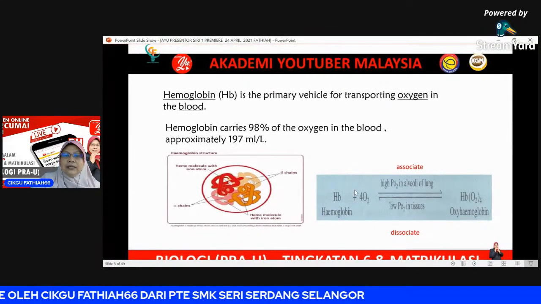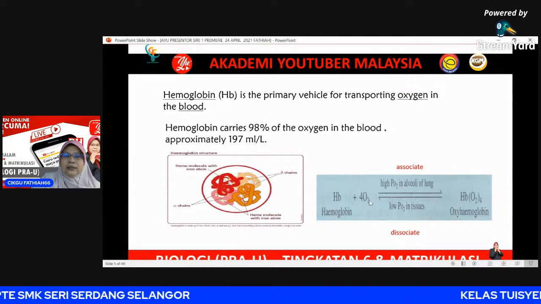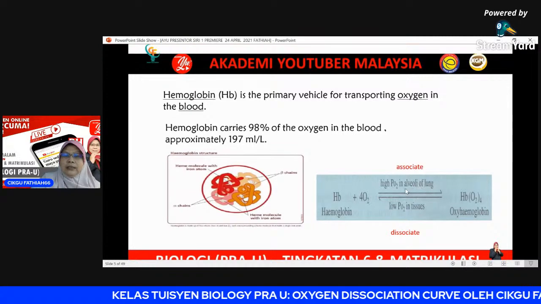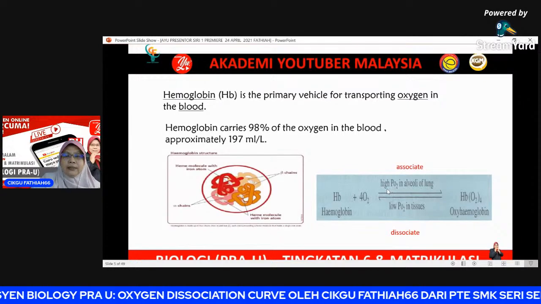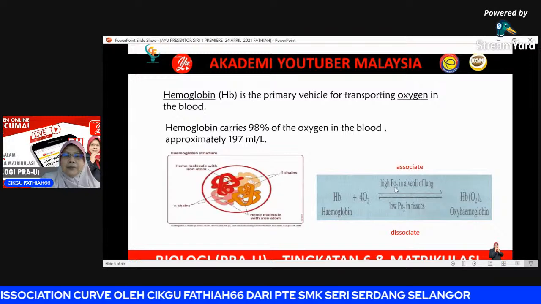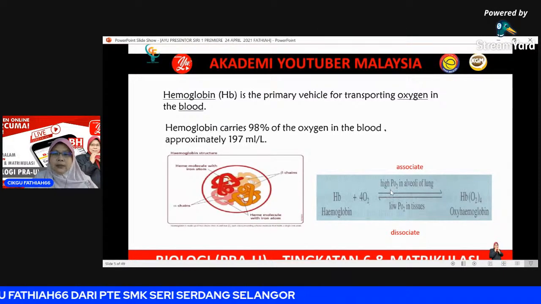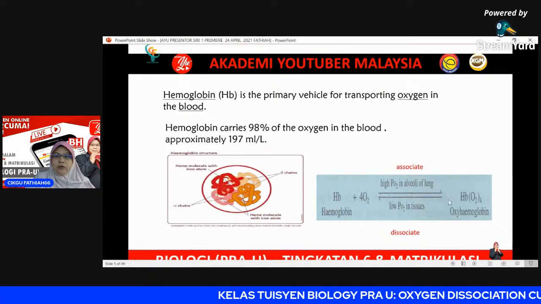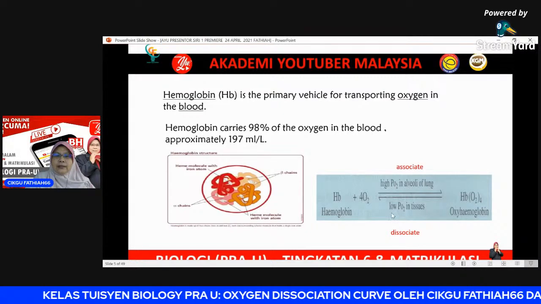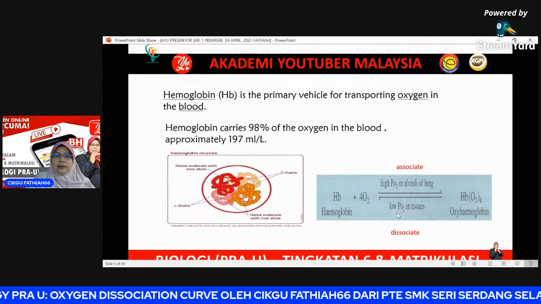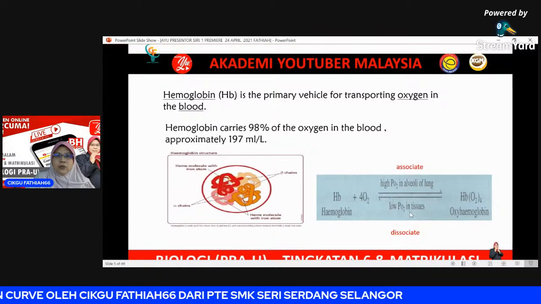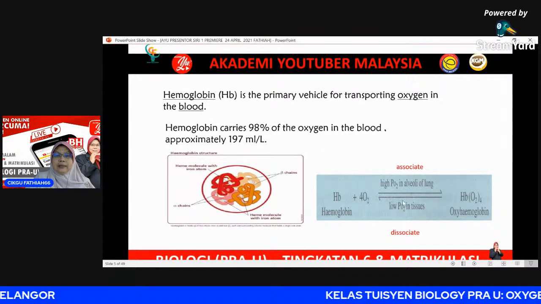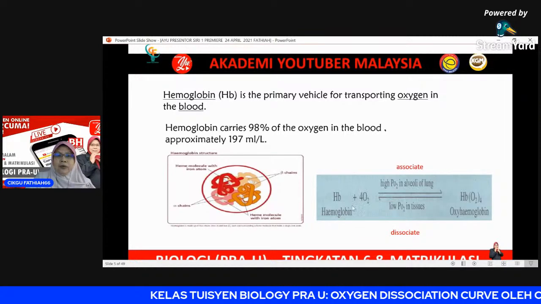Association means hemoglobin combines with oxygen. Oxygen associates with hemoglobin to form oxyhemoglobin. Where is the location? In the alveoli of the lung, where there is a high partial pressure of oxygen, oxygen will associate with hemoglobin to form oxyhemoglobin. Whereas in the condition where the partial pressure of oxygen is very low, in the tissue, oxyhemoglobin will dissociate to form back hemoglobin and oxygen.